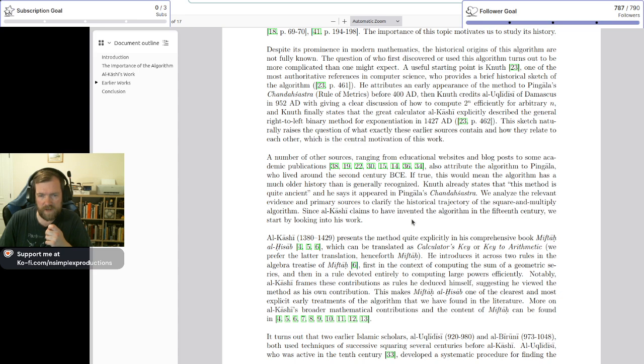Al-Kashi presents the method quite explicitly in his comprehensive book, Miftah al-Hisab, which can be translated as Calculator's Key, or Key to Arithmetic. We prefer the latter translation, henceforth Miftah. He introduces it across 2 rules in the algebra treatise of Miftah, first in the context of computing the sum of a geometric series, then in a rule devoted entirely to computing large powers efficiently. Notably, Al-Kashi frames these contributions as rules he deduced himself, suggesting he viewed the method as his own contribution, which happens all the time, right?